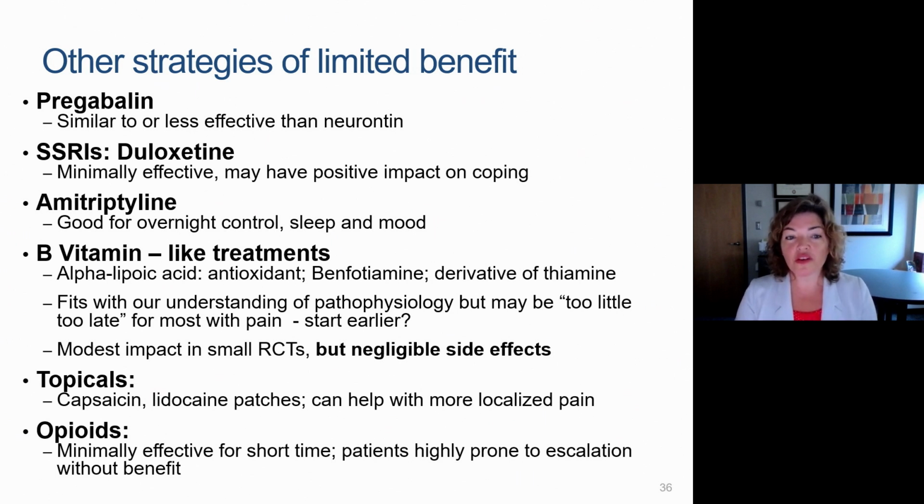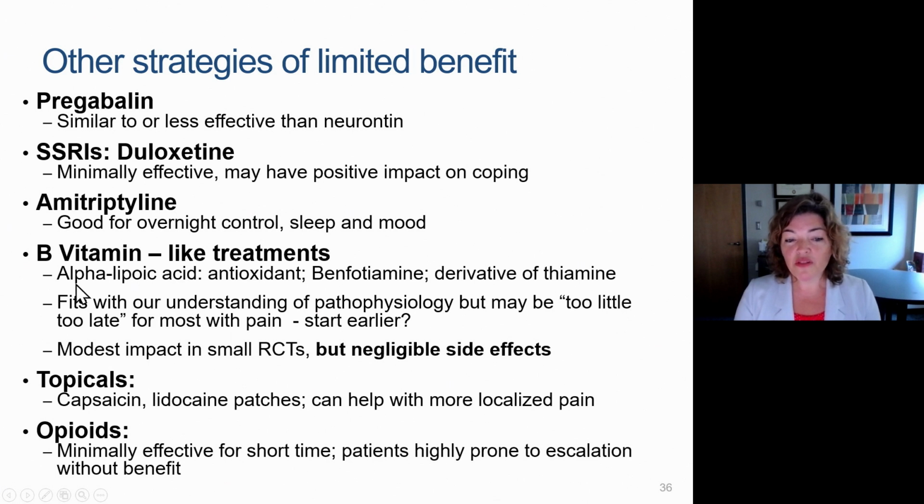Other strategies do exist, and I'm going to point out pregabalin is very similar or less effective than Neurontin. It has a fancier name, and I think people do try it and they feel like they have better results. It's probably placebo in my opinion, but it's okay to switch. Just don't expect much. I would say amitriptyline is excellent for overnight control, and it's okay to use in addition to Neurontin. B vitamin treatments are harmless.